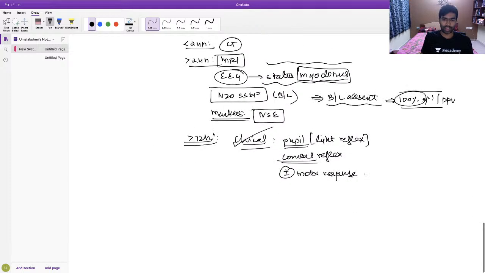So after 72 hours, you can start assessing clinically. But remember, it has to be done after 72 hours. Within 72 hours, these clinical predictors are very unlikely to predict the actual status of the patient. So it's better to do after 72 hours.